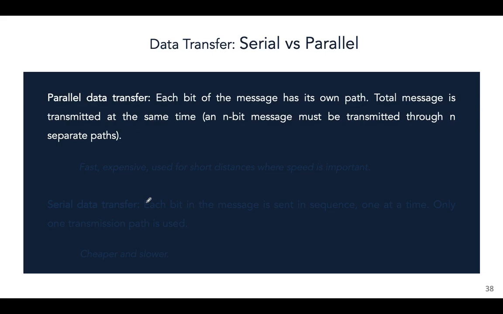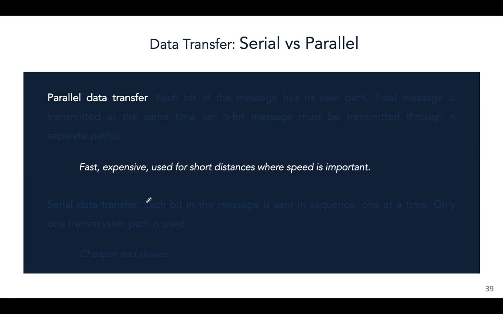All right. Now, in parallel data transfer, each bit of the message has its own path. And that's clear from the name itself, right? The total message is transmitted at the same time, which means that an n-bit message must be transmitted through n separate paths. So each bit takes one separate path. All the data is thus transmitted at the same time.